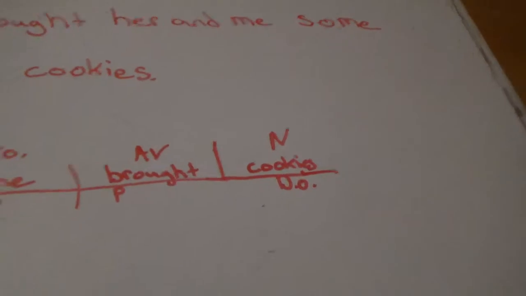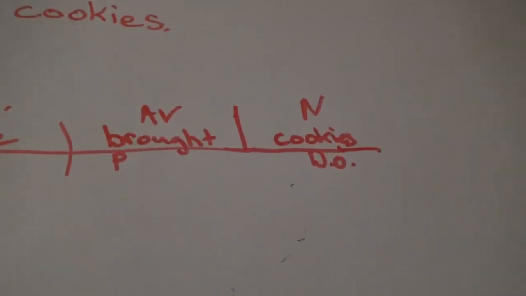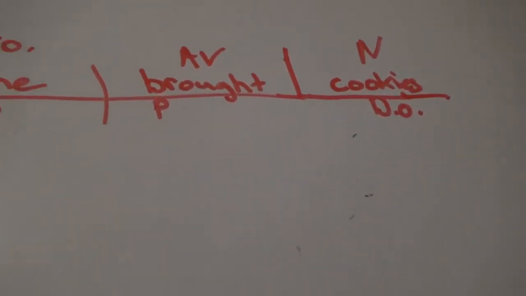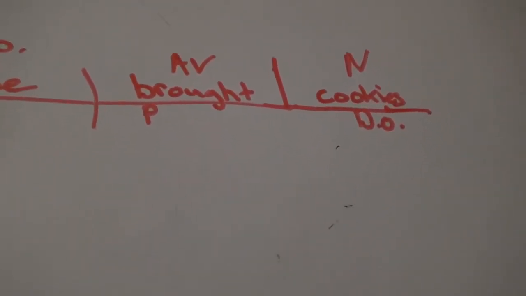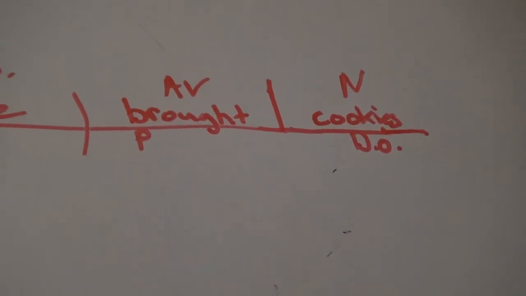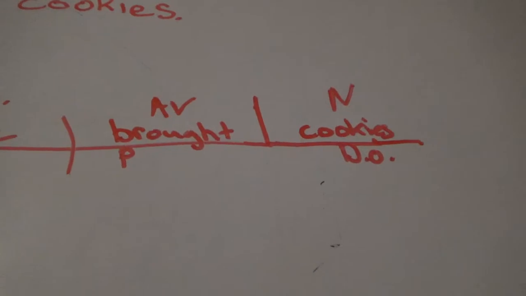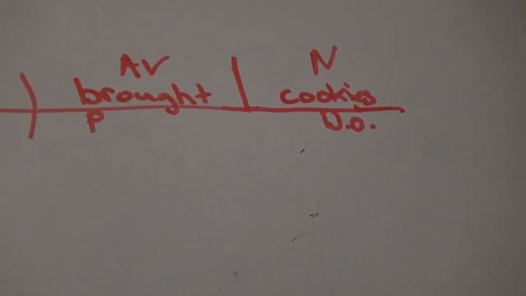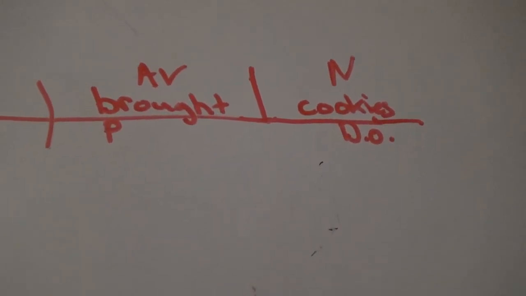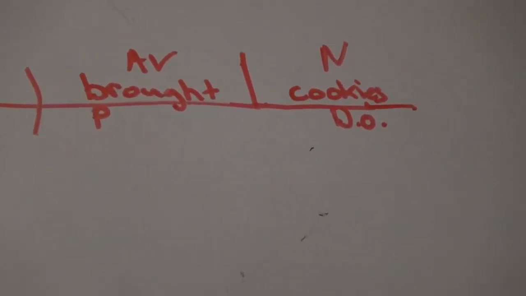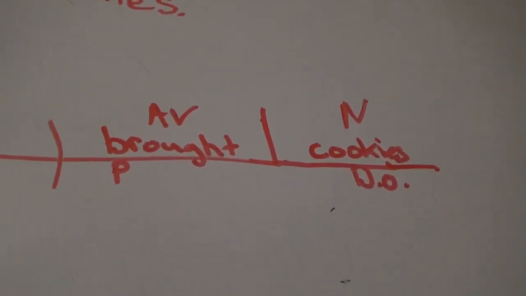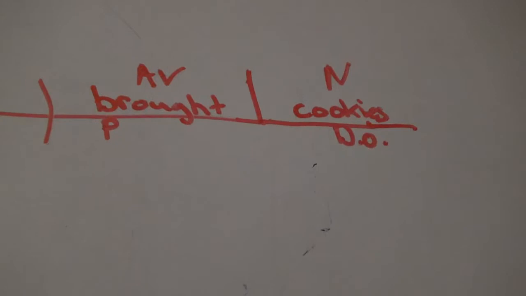Now if you did not get that cookies was the direct object, then you're going to need to stop and ask your parents to maybe help you figure it out again or help you review how to find a direct object. You find your action verb and then you say what? Brought what? Cookies.